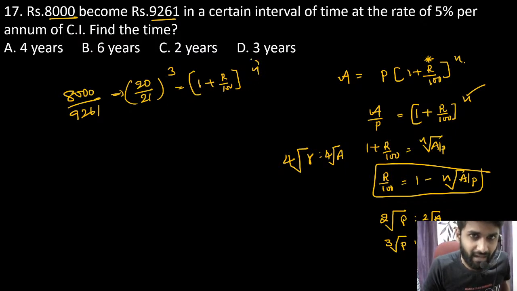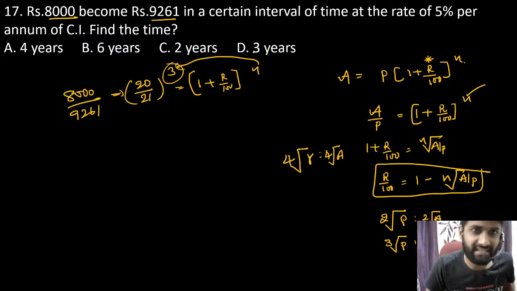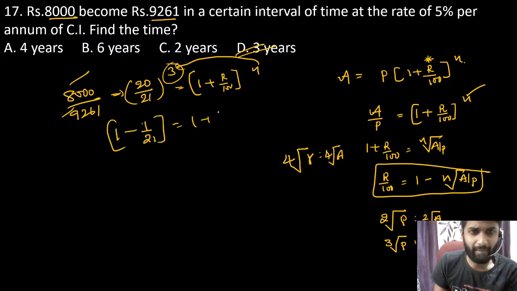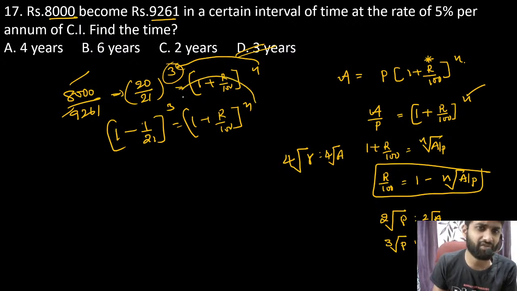Simply, guys, see here directly you can take the n value as 3 years without any calculation. Simply take it directly as 20 by 21 whole cube. This is 20 cube and this is 21 cube. So directly you can consider 1 minus 1 by 21 is exactly equal to 1 plus r by 100 whole power n. Clear? This is a whole cube. Now if you compare these two values, you can get the n value as 3.